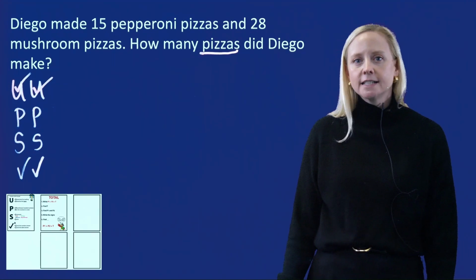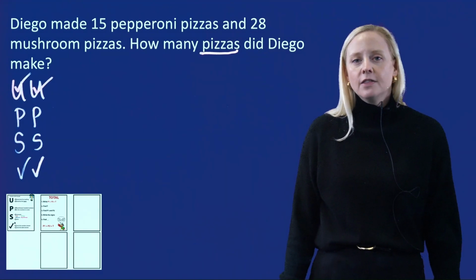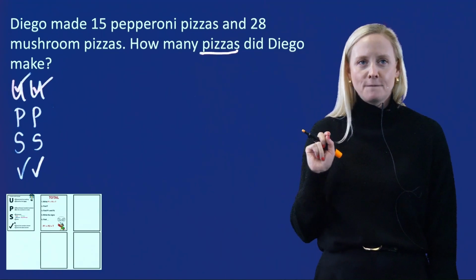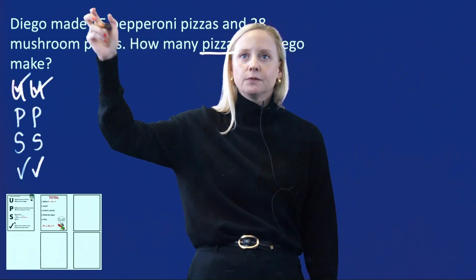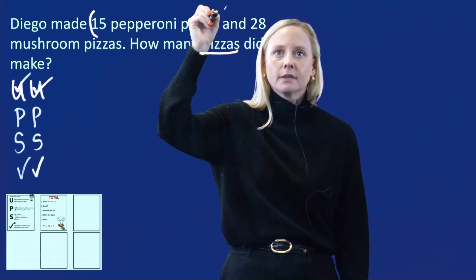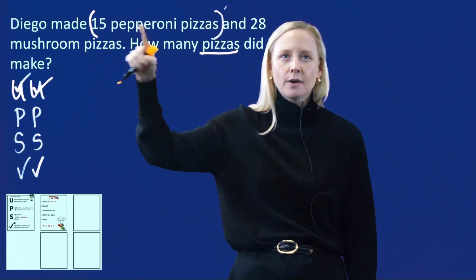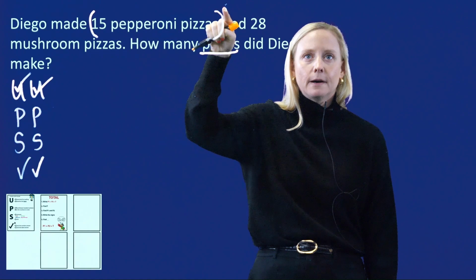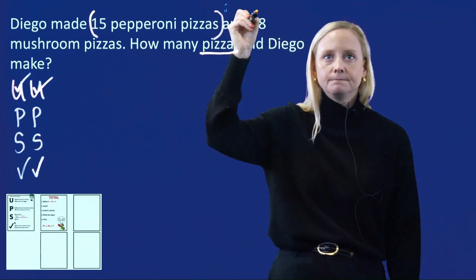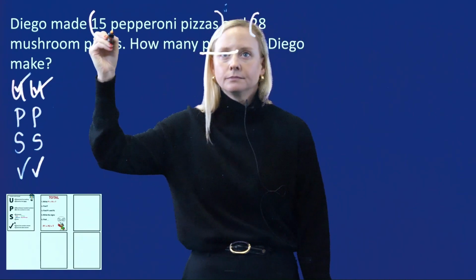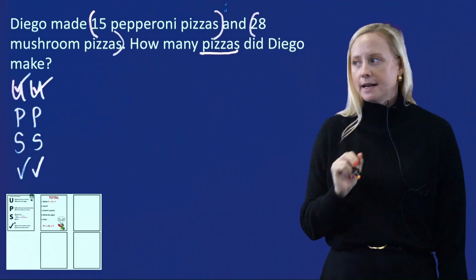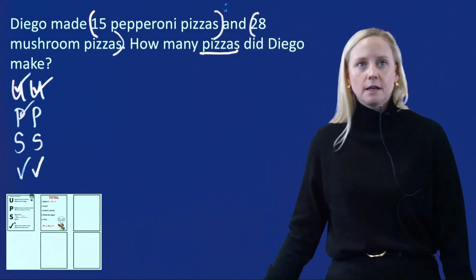My first P says parentheses needed numbers. This means I'm going to put parentheses around any numbers related to our label of pizzas. So my first number is 15. That's about pepperoni pizzas. We need that. So I'm going to put parentheses both around the number and the word, what we're talking about. Our next number is 28. That's about mushroom pizzas. We need that. Now I have put parentheses around my needed numbers. I can check off my first P.